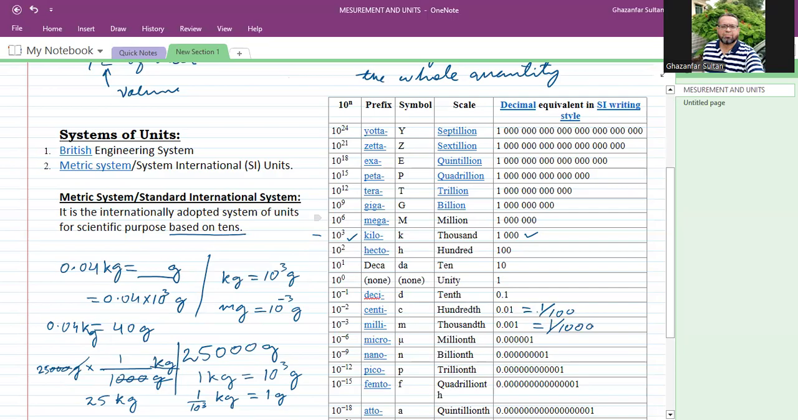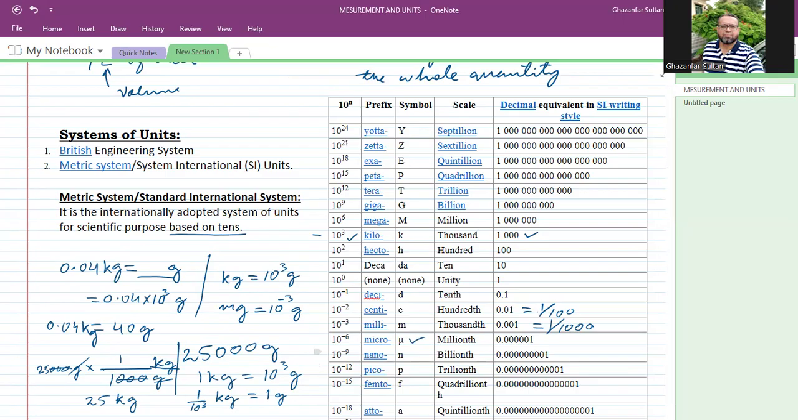Similarly, million is the mega, that is 10 to the power 6, but the millionth, where is the millionth? Millionth is here. So millionth is 10 to the power minus 6, that is the reciprocal of the million. Million means 10 lakh. So reciprocal of 10 lakh is 1 upon 10 lakh. That is 10 raised to power minus 6, and it is known as micro.